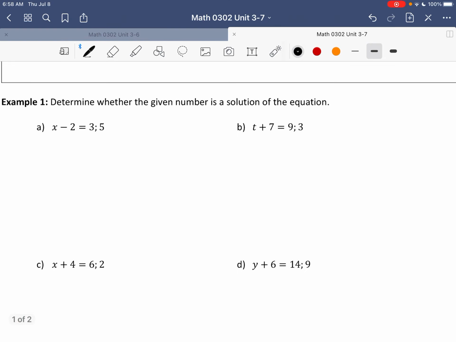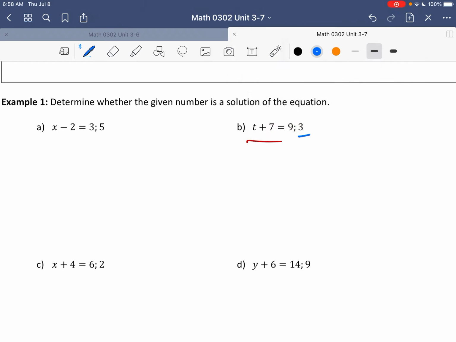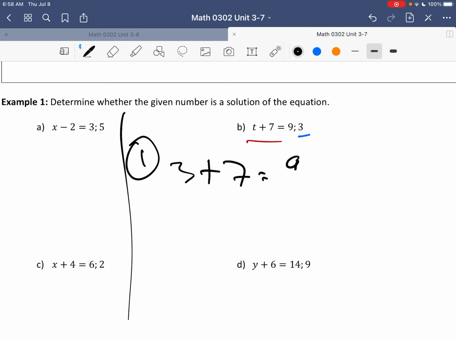Let's try part B. In part B, the equation is t plus 7 equal to 9, and the candidate for the solution is the number 3. Let me do this one in steps. Step 1: wherever we see the variable t, we'll substitute in the number 3. So 3 plus 7, equal to the number 9.